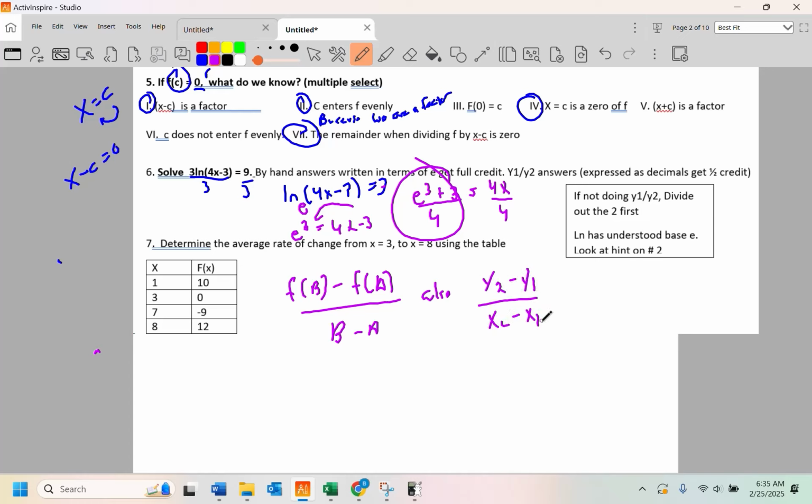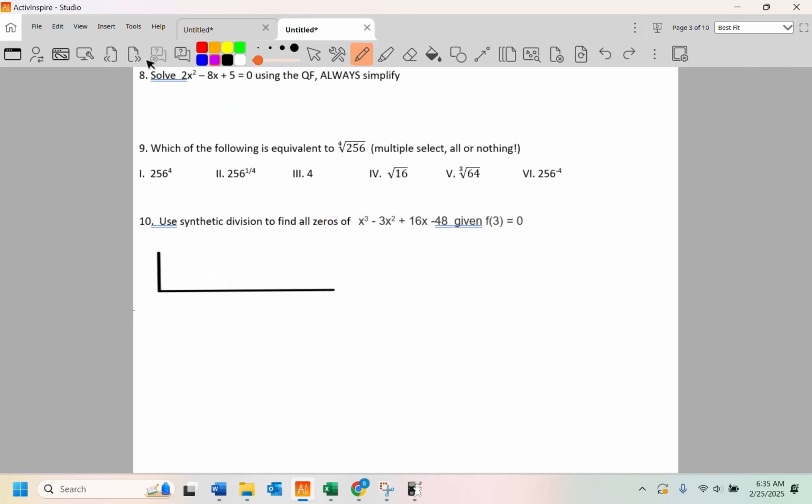It doesn't really matter which one you use, but these are your x's, all right? So 8 minus 3 in the bottom. Think of that as x1 and x2. Now, when x is 8, y is 12. They have to line up. X is 8, y is 12. When x is 3, y is 0. So 12 minus 0 is 12, 8 minus 3 is 5, 12 fifths all day long.